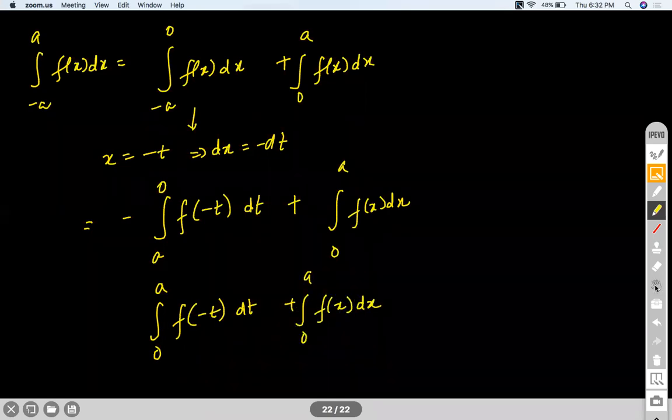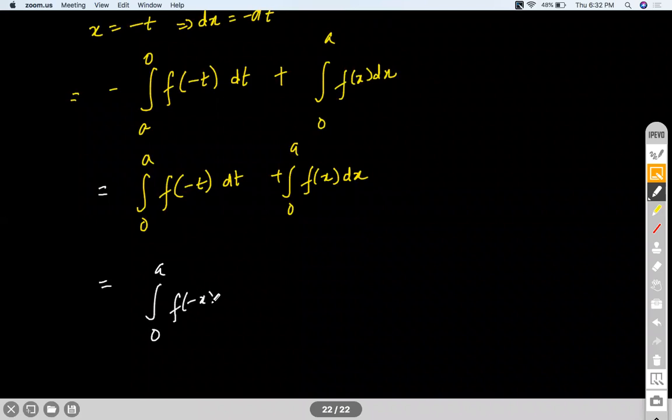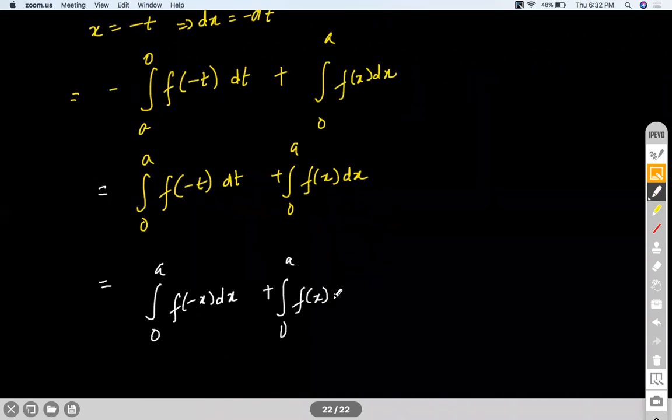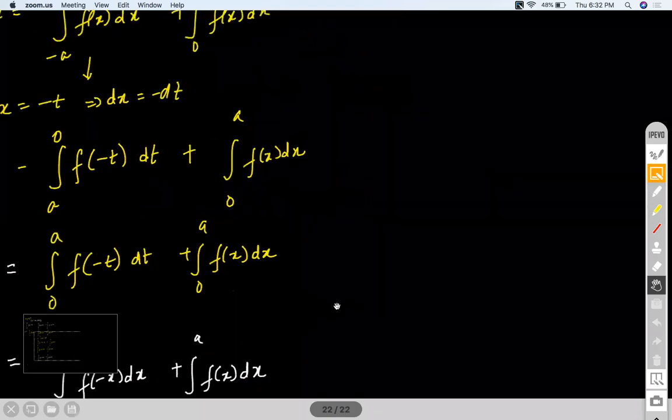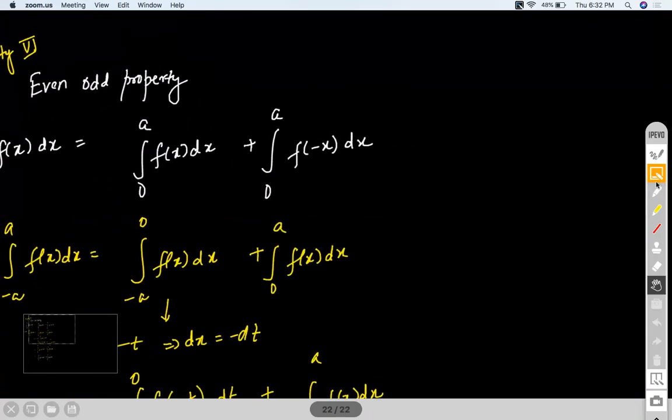And finally, there's nothing in the name. You can put your t back as x. So 0 to a f of minus x dx plus 0 to a f of x dx. This is what the property says. Now, two important conclusions that we can draw from here. I'll write down the conclusions here.